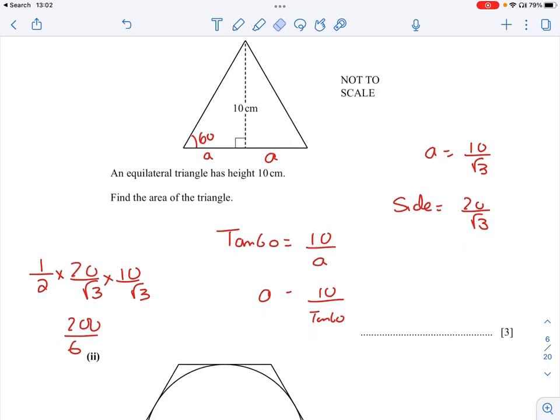But the height should be taken as 10, not 10 root 3. Height should be taken as 10. So what should be the area now? 200 upon 2 root 3. That's going to be the area. 200 divided by 2 square root 3 is going to be 57.73 or 57.7. The height is 10, not 10 upon root 3.